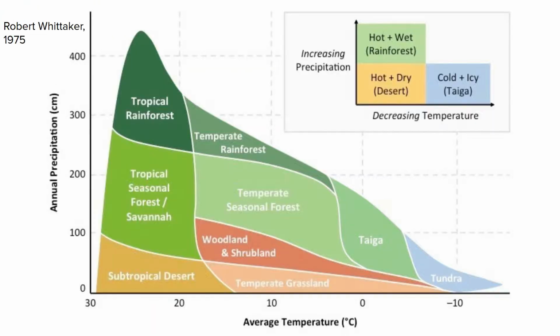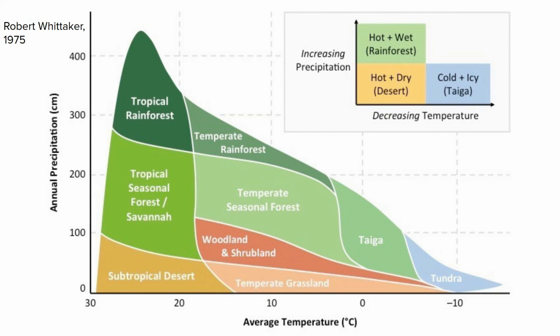What we will use is this one by Robert Whitaker in 1975. It is much easier and it's simplified. It also has pretty much all the biomes that we are going to discuss. It contrasts average temperature in degrees Celsius with annual precipitation, but this time instead of using millimeters, Whitaker uses centimeters per year. The big version of this here is what we're going to use.